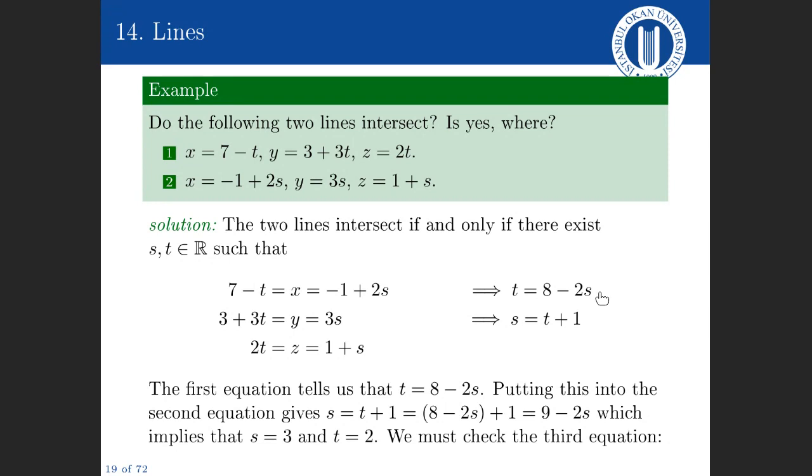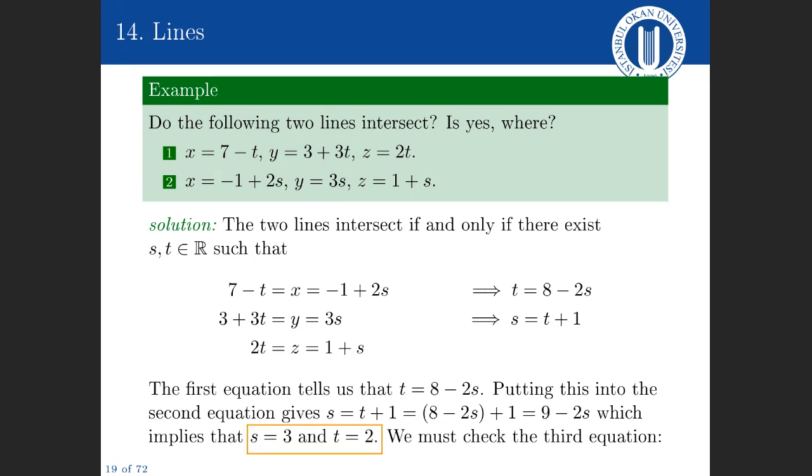Rearranging the first equation tells us that t must be 8 minus 2s, and the second equation tells us that s must be t plus 1. If we put the first equation into the second equation, we find that s is t plus 1, or 8 minus 2s plus 1, or 9 minus 2s, which then, if we solve this, tells us that s must be 3. If we know s is 3, then t is equal to 2.